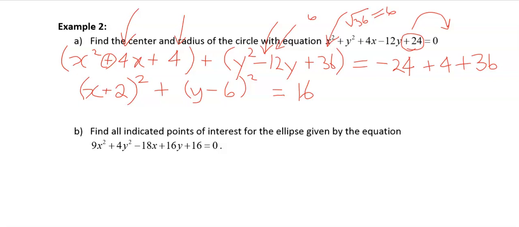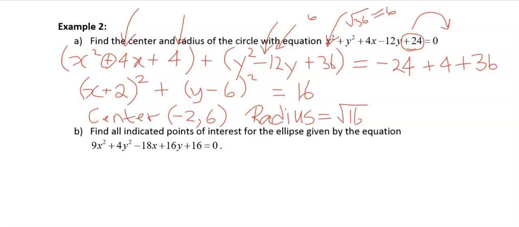And I can easily now look at this and I can tell that my center is what? Look after the x. What comes after the x? Change the sign. So that's negative 2. Look after the y. What comes behind the y? It's a minus 6, so that changes to a plus 6. And not only that, ladies and gentlemen, I can tell what my radius is. My radius is the square root of the number on the right side. That would be 16, and by golly, that's 4 units.